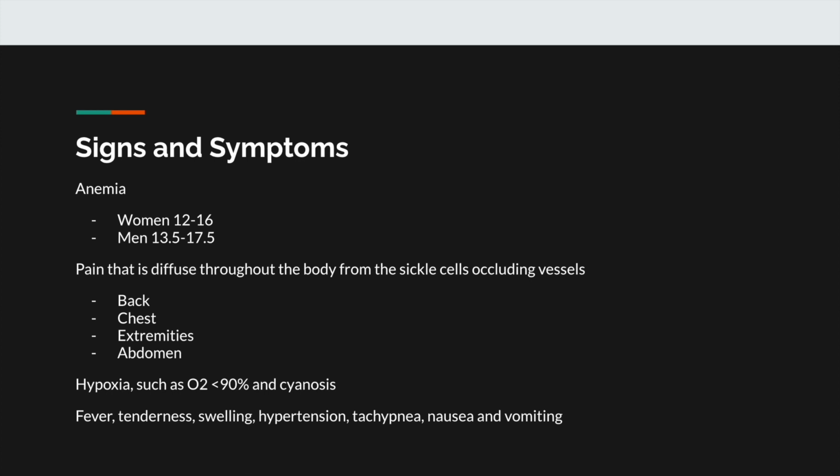Patients will also have pain that is diffuse throughout the body, and this is from the sickle cells, those crescent-shaped hard, elongated cells occluding vessels. When sickle cells occlude vessels, they get pain like in their back, in their chest, extremity pain, abdominal pain are the most common sites. You will also see hypoxia, such as oxygen levels less than 90% and cyanosis, if it's a late sign or more profound hypoxia. And then some of these other signs here, so fever, tenderness and swelling in the joints, hypertension, tachypnea or rapid breathing from the pain in the chest, or hypoxia, and then nausea and vomiting.